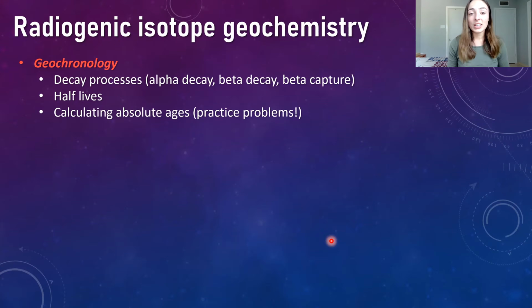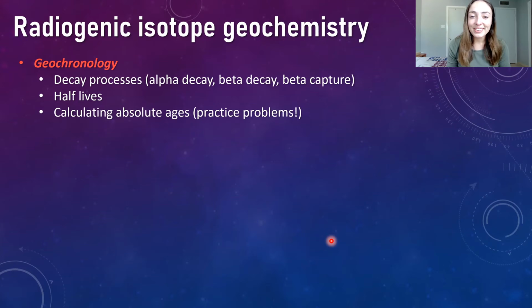One of the ways that it's really awesome is geochronology. You guys probably know what this means because geo means earth and chronology is dating things or time. So yeah, it's exactly that. It's understanding how we can date rocks using radiogenic isotopes.